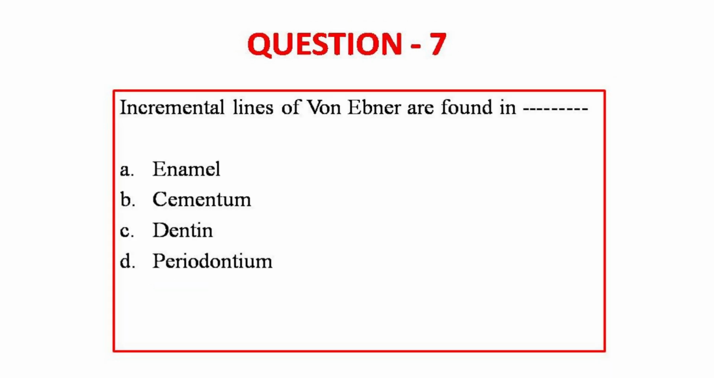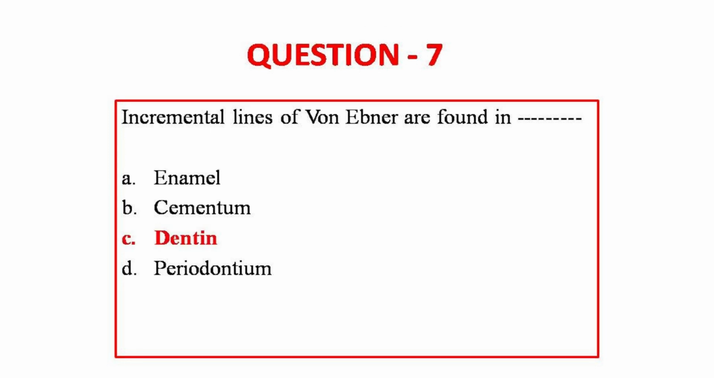So let's move on to question 7. Incremental lines of von Ebner. See, in this also you'll get a lot of confusion, so please keep this in mind. You have to write down for each one: for enamel what it is, for cementum what it is, for dentin what it is. So here the answer is dentin. Incremental lines of von Ebner are found in dentin. Please write in a separate note. I told you even in the prior videos, different names, so you should know this one is for this. Like that you have to write and keep it. It will be very easy for you.